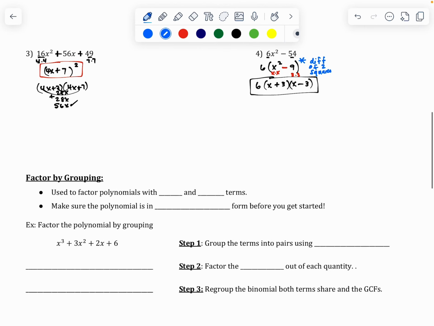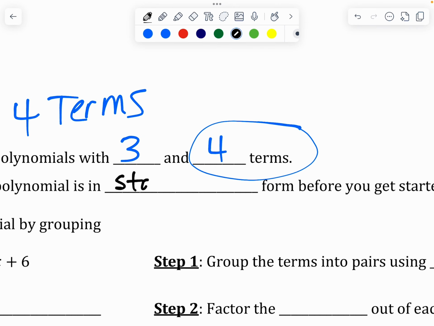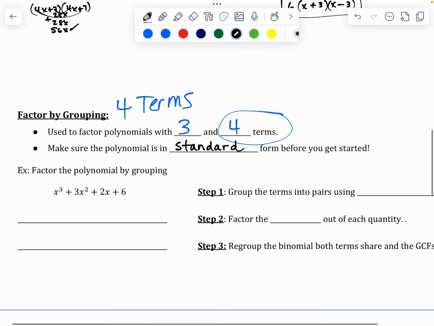All right. So let's go down to the bottom, factor by grouping. We're only going to factor by grouping when it's 4 terms, okay? So used to factor polynomials with 3 and 4 terms, we are only going to be doing the 4-term one. We always must make sure that the polynomial is in standard form. Okay, before you get started, we must check, is it in standard form?